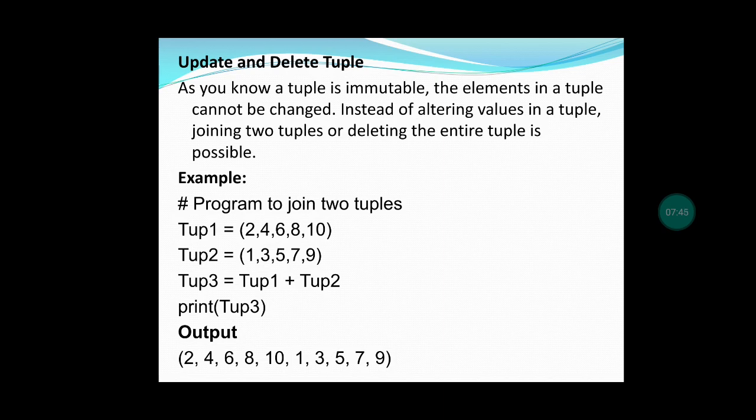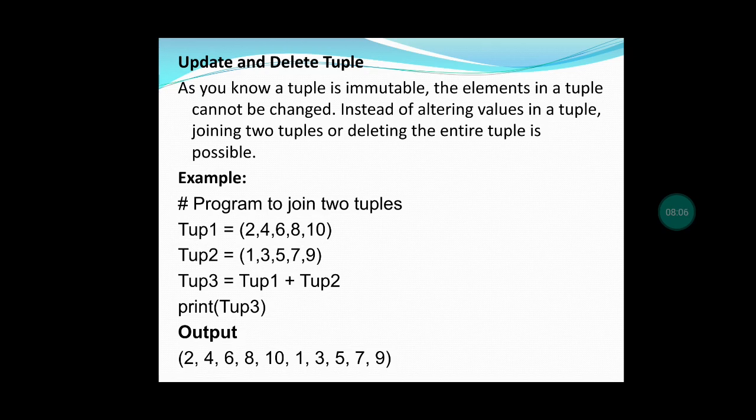Tuples are immutable. The elements in the tuple cannot be changed. Immutable means it cannot be changed. But we can update and delete the tuples. Update means we can join the two tuples. Deleting means we can delete the entire tuple. Let us see the example for updation.